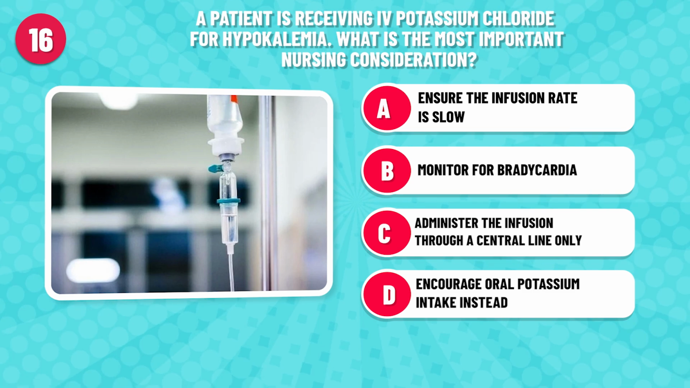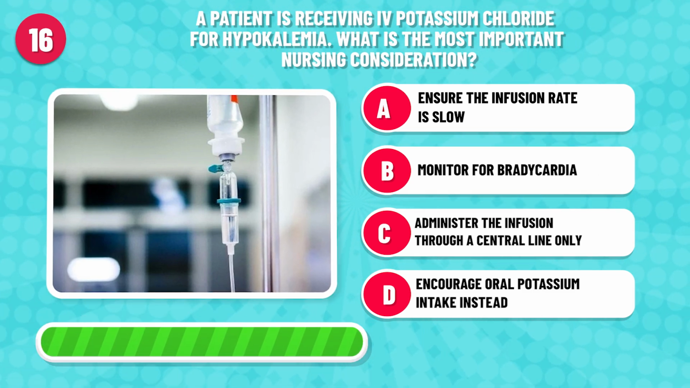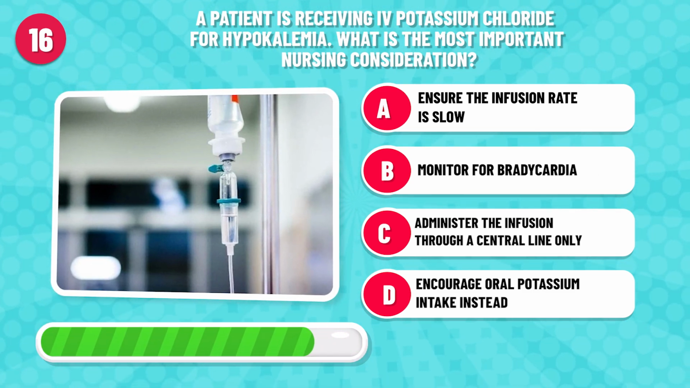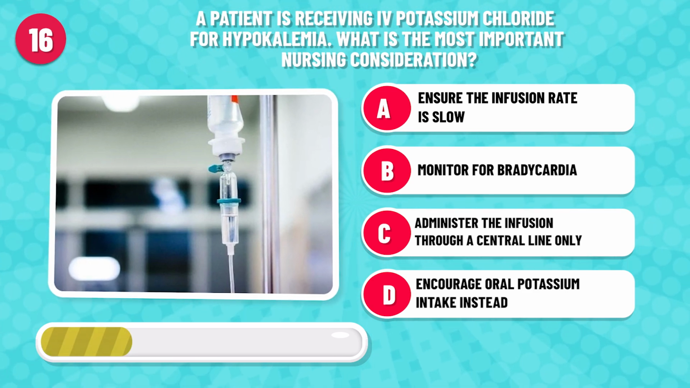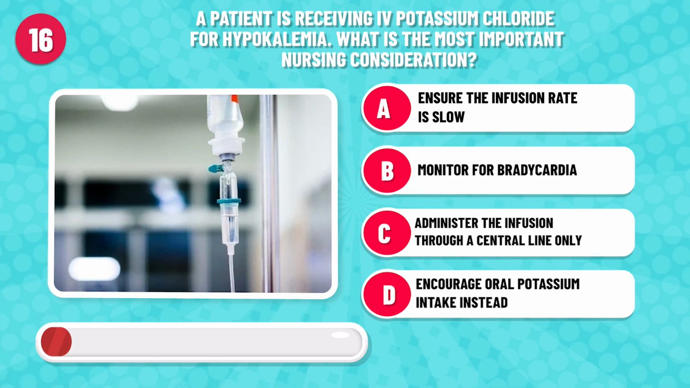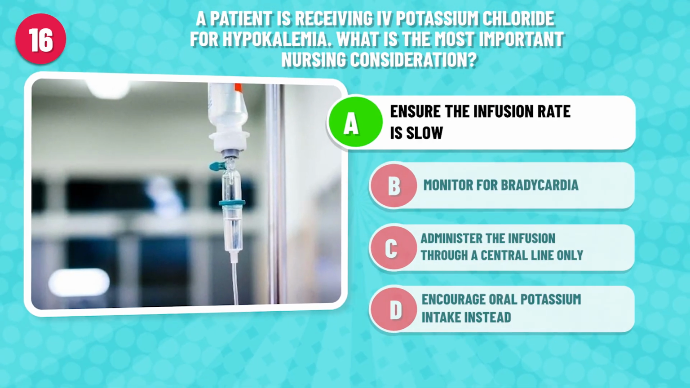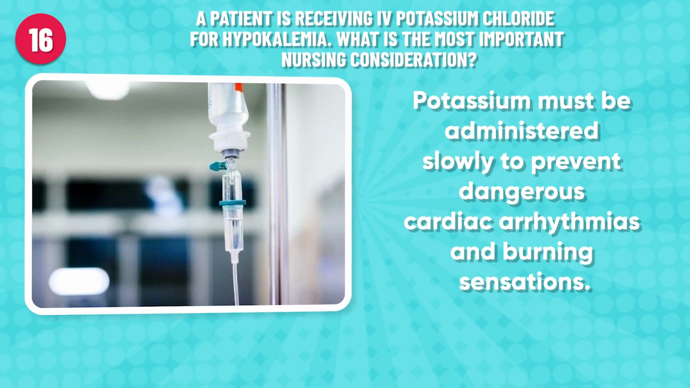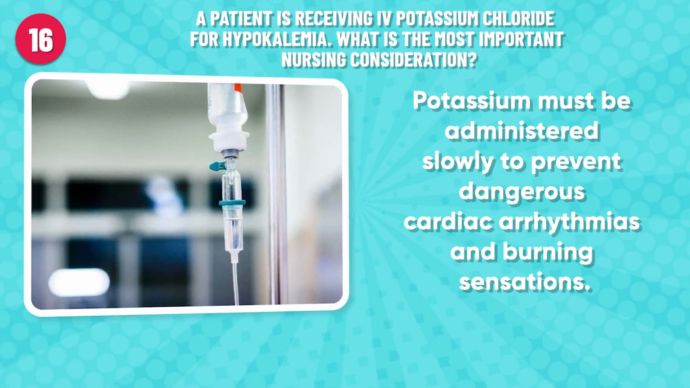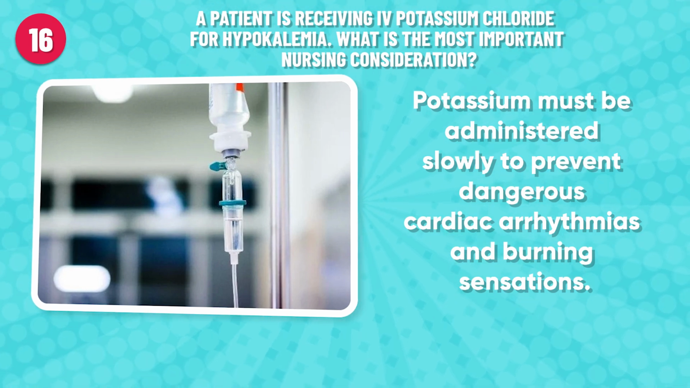A patient is receiving IV potassium chloride for hypokalemia. What is the most important nursing consideration? It's A. Ensure the infusion rate is slow. Potassium must be administered slowly to prevent dangerous cardiac arrhythmias and burning sensations.